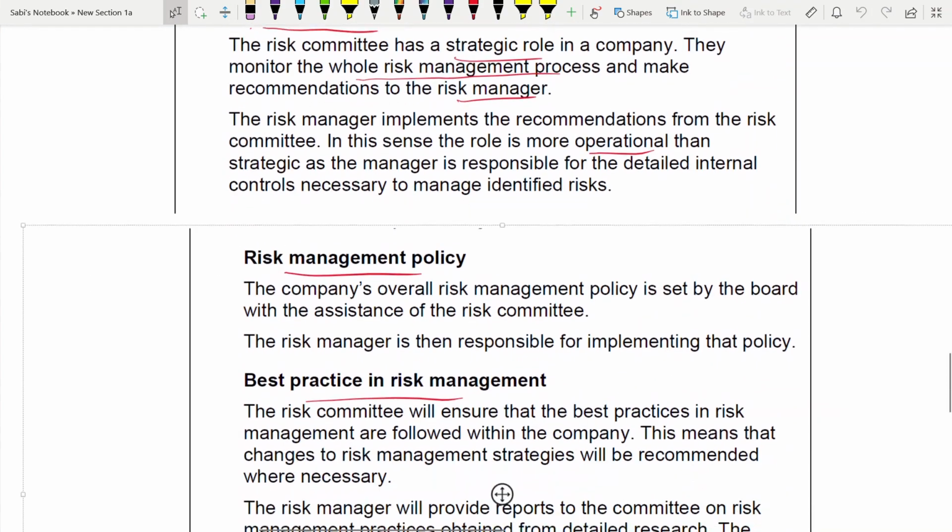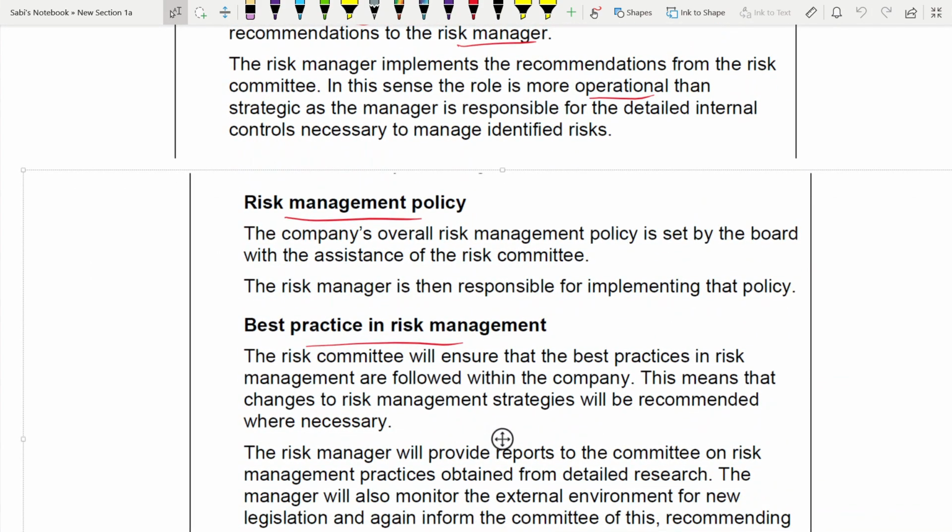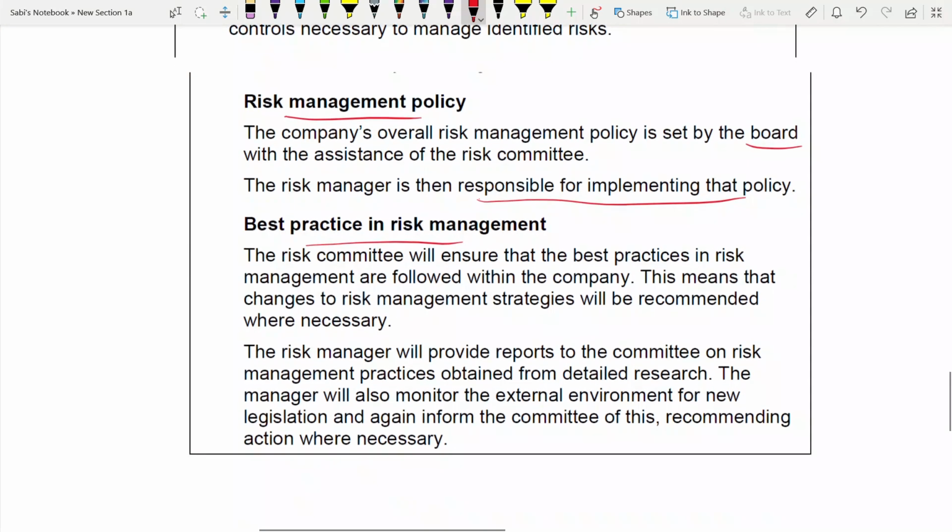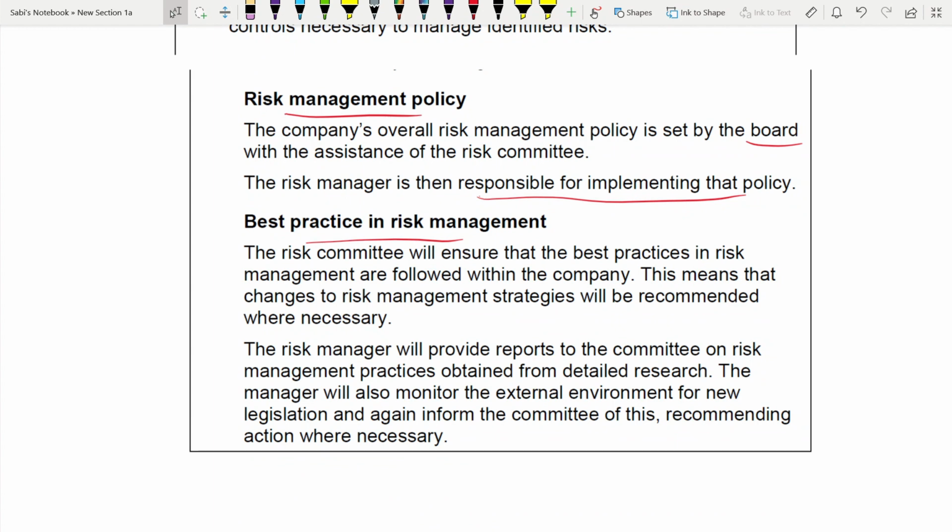Risk management policy. Overall risk management policy is set by the risk committee, with the help of the board, obviously. Risk manager is responsible for implementing that policy and the best practice. Both risk manager and risk committee, they have to make sure that they're in the best practice in the risk management. Okay.